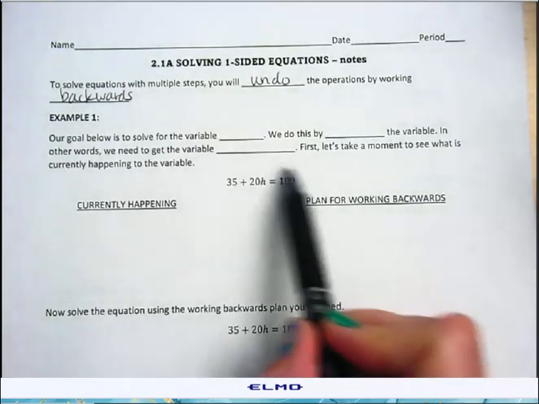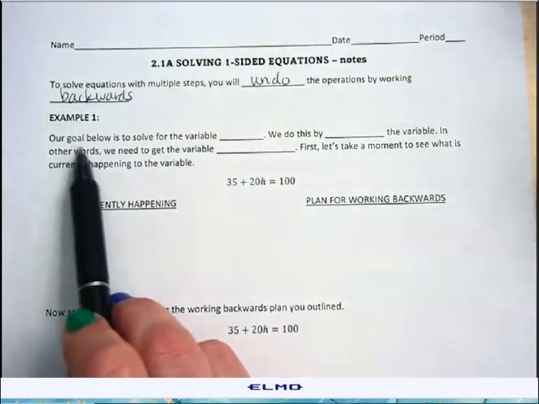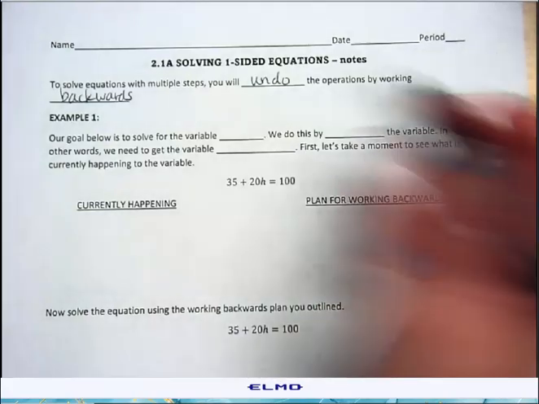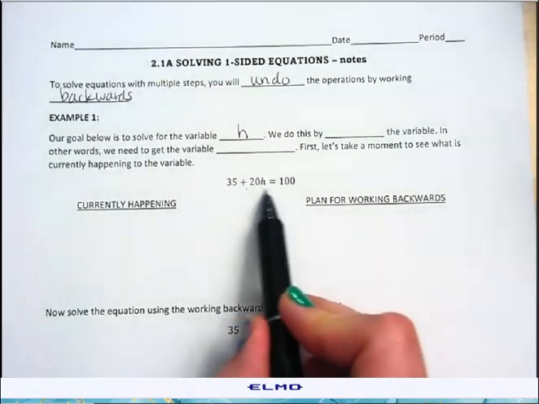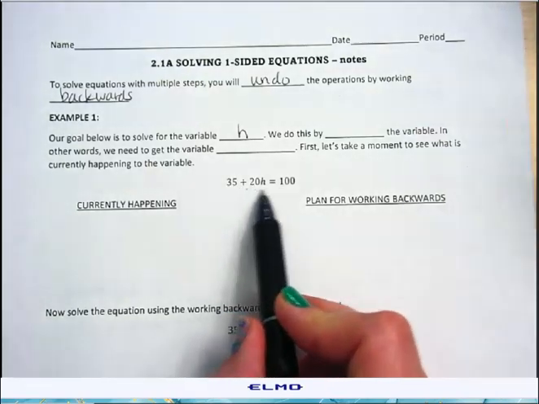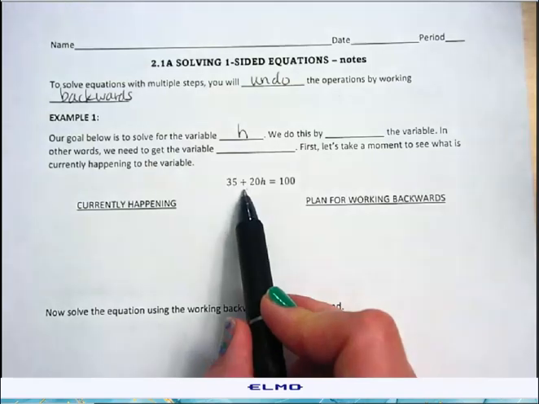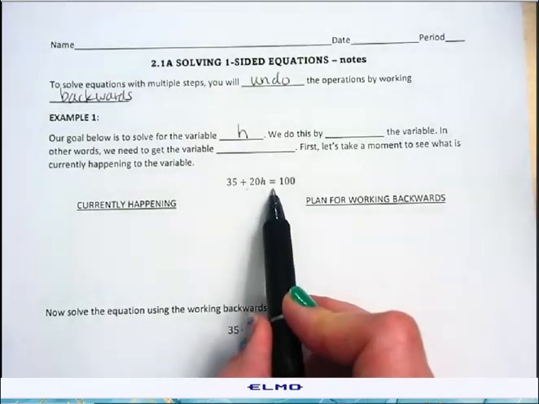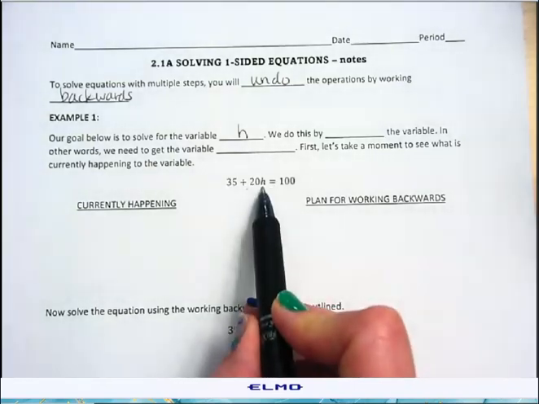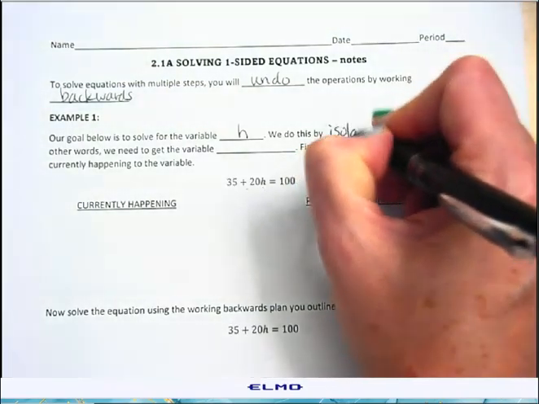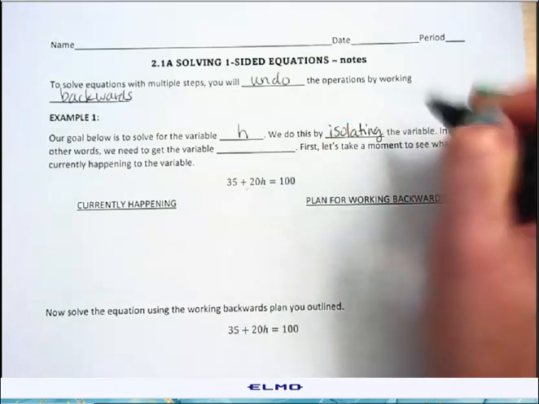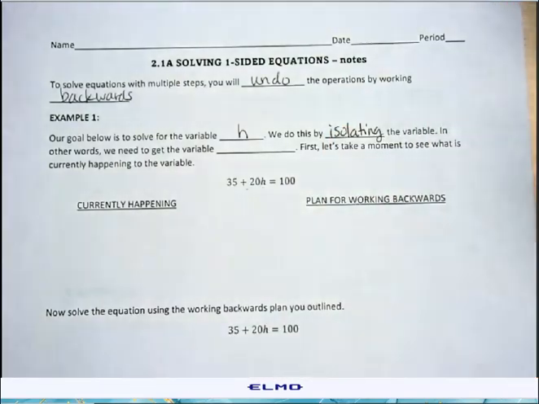So in this first example right here, it says our goal below is to solve for the variable h. So take a minute, just look at this equation. Think about what you remember from your previous math courses, how you might start solving this equation. And our goal is to solve for h. We do this by isolating the variable. In other words, we need to get the variable alone.